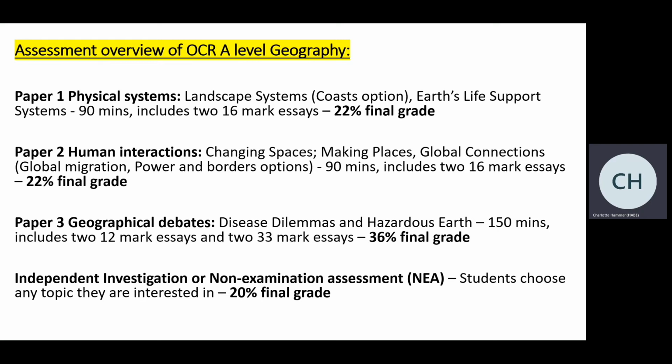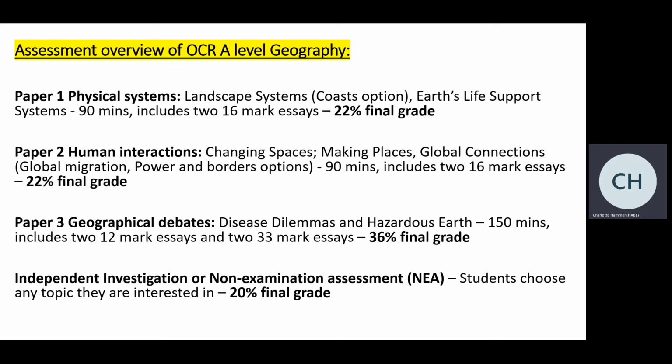Paper 2, places and spaces, I'll talk to you about in a moment, but it is quite a newish topic that amalgamates population, settlement and economic geography. And we choose migration and power and borders as options for that one. And then in year 13 you do disease dilemmas, and in year 12 hazardous earth, which is 36% actually.